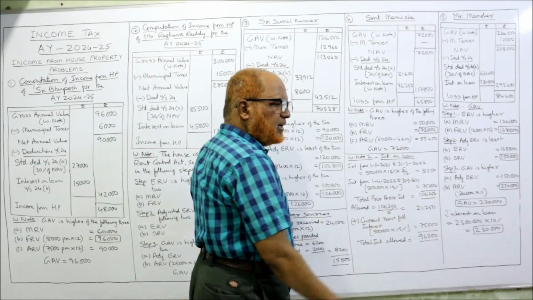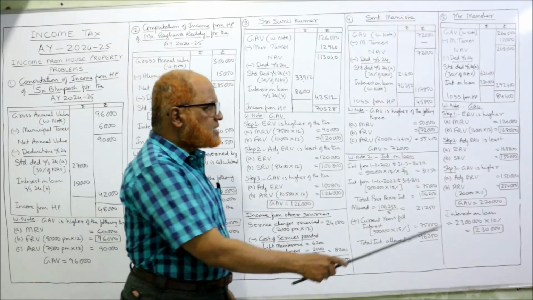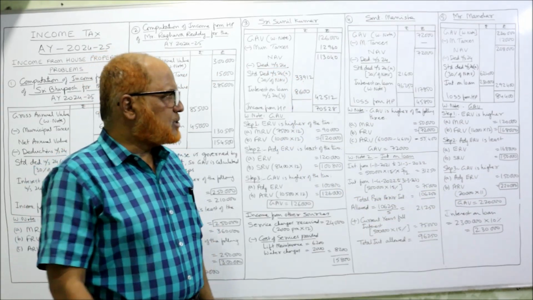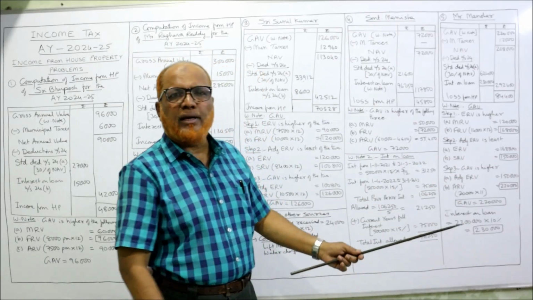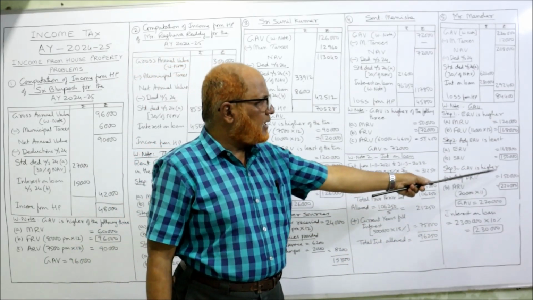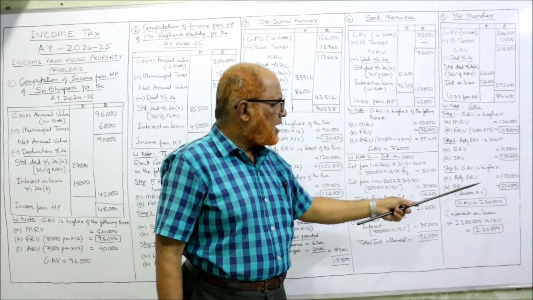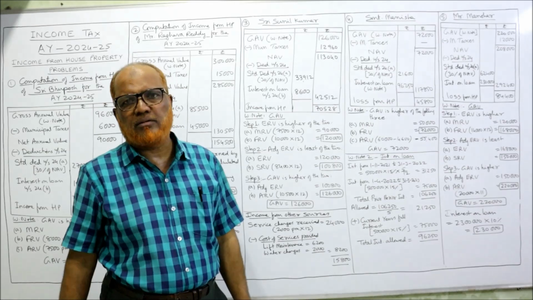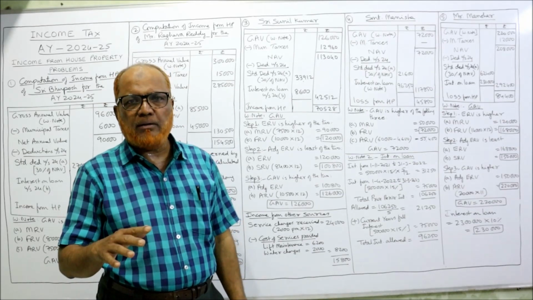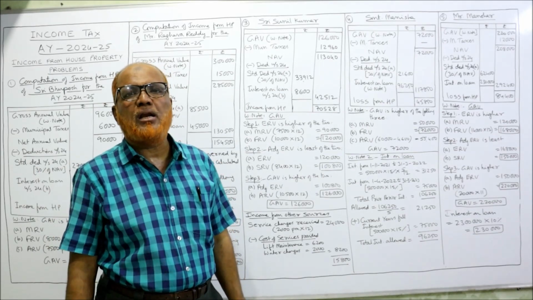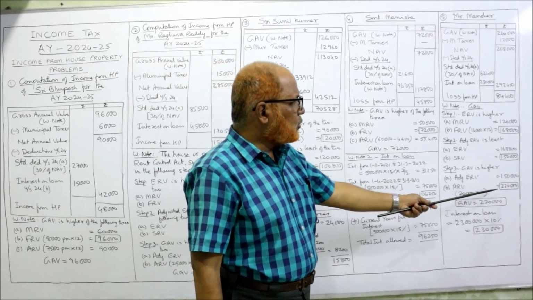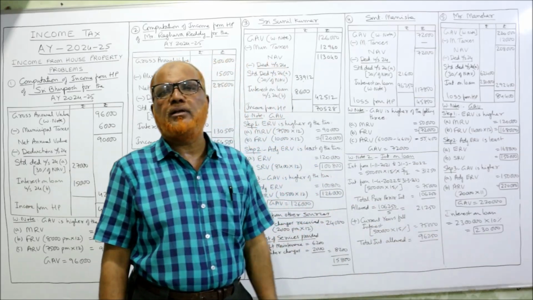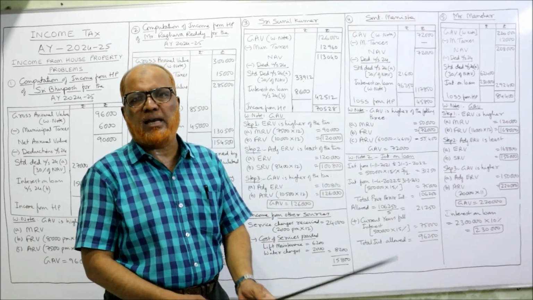Now GAV is higher of the following two, adjusted ERV 1,50,000 or ARV. Adjusted ERV is 1,50,000, we got it, and ARV, actual rental value, is only for 11 months, because 1 month he has not paid the rent and vacated the house. It is called unrealized rent. So 2,20,000, whichever is higher, 150 or 220. So 2,20,000 is higher. That is the gross annual value.